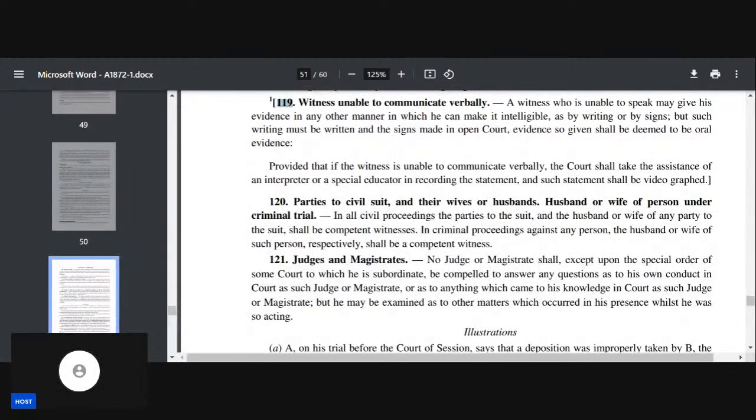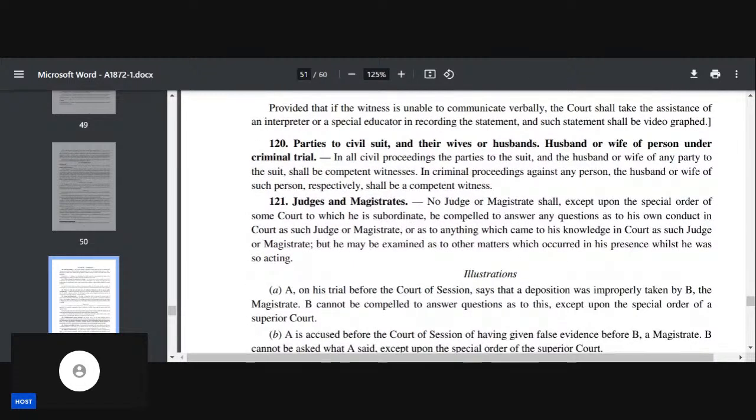Then 119 is talking about witnesses who are unable to communicate verbally. So it talks about dumb witnesses, okay? If a person cannot speak, he can give his evidence in writing or by signs, right? Then parties to a civil suit and their wives, and the husband or wife of a person under criminal trial. So can a husband give evidence against his wife, or for his wife, or can the wife give evidence? So these are the sections you have to go through, along with the child witness part.